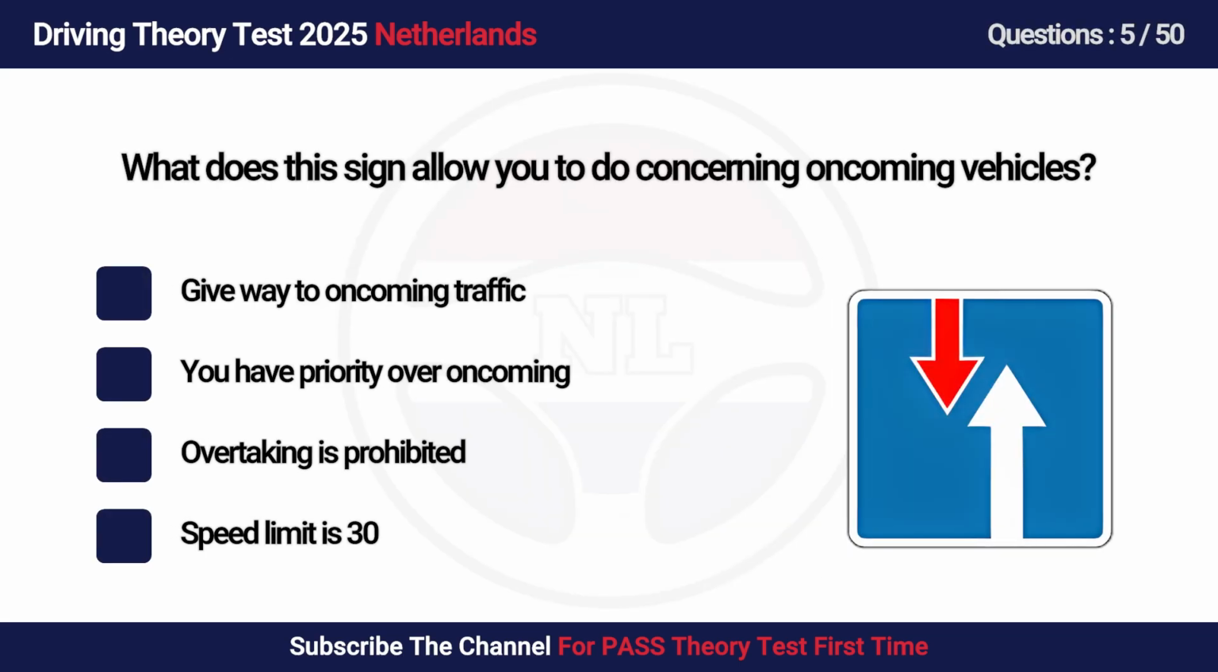A. Give way to oncoming traffic. B. You have priority over oncoming. C. Overtaking is prohibited. D. Speed limit is 30.